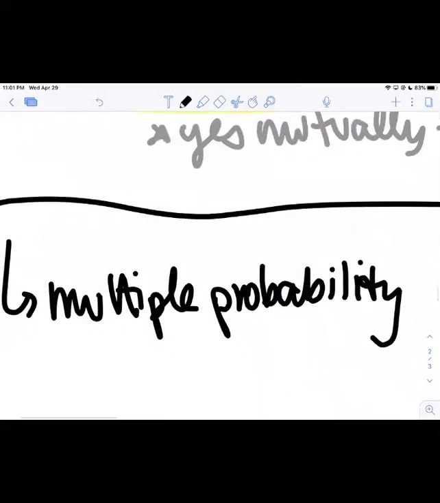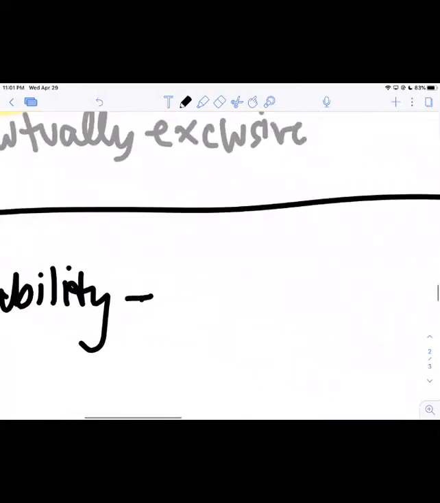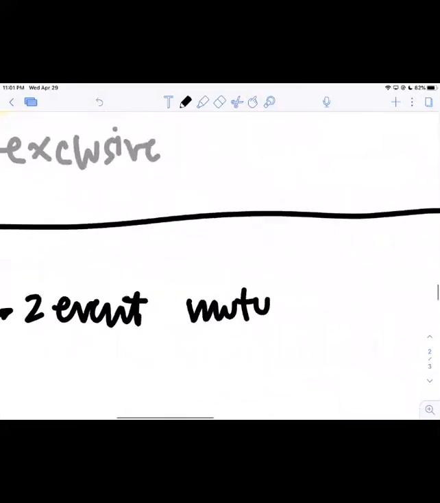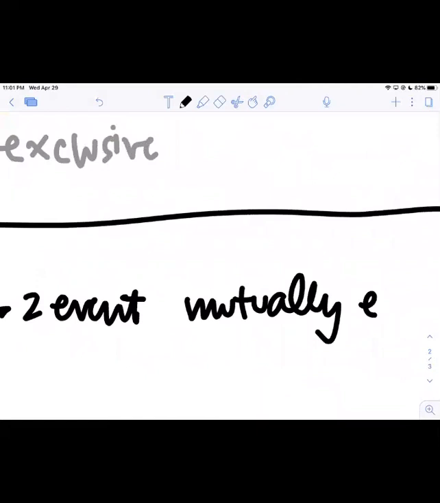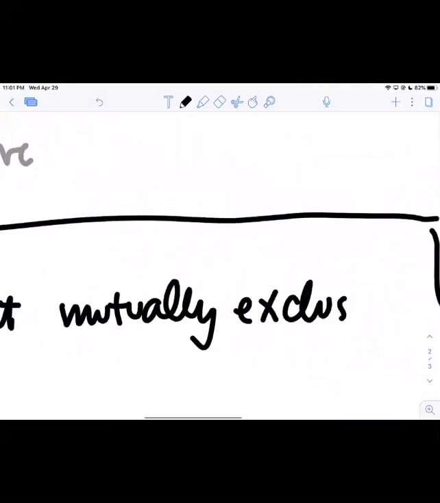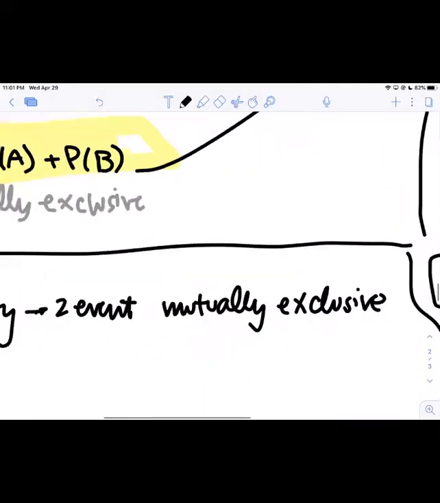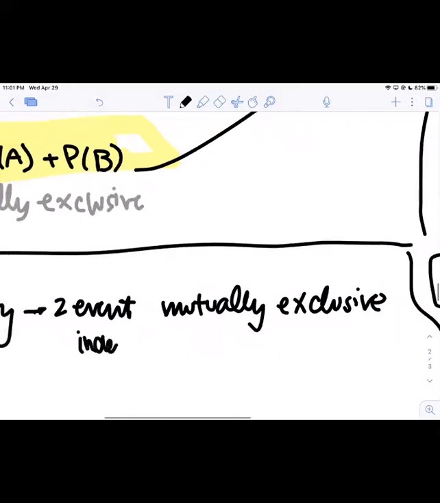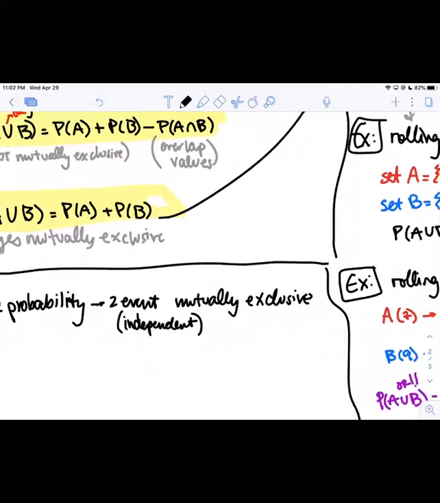So this is when we have 2 events that are mutually exclusive. And another word we're going to use here is independent. They're independent of each other. The event of one happening doesn't affect the other one. So a lot of times this is like with dice or with coin tosses, because if you toss a coin, it's not going to affect what the next coin toss is going to be.